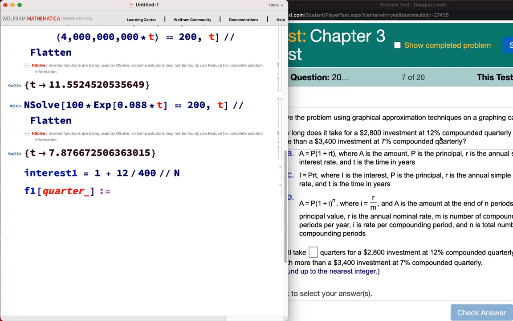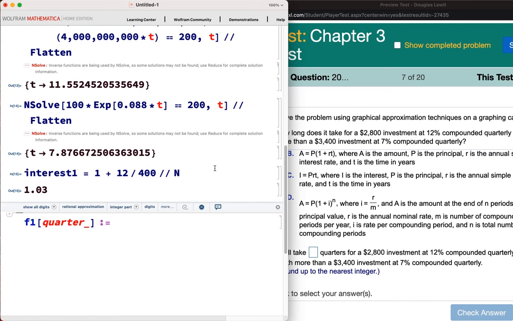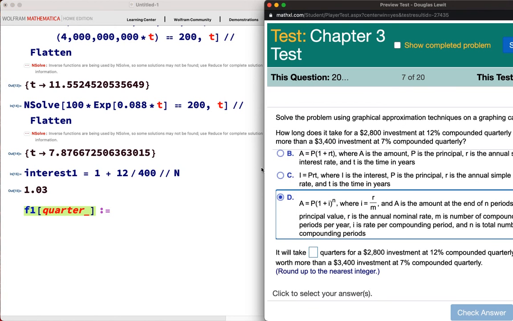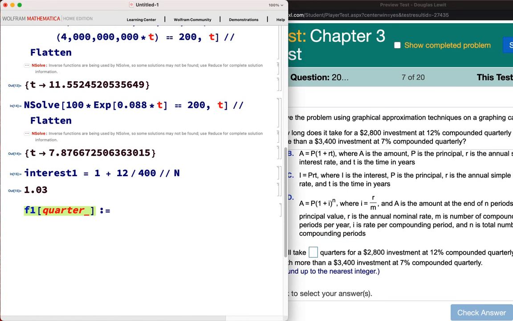Why is it 400? Well, 12% divide by 100, make it 0.12, and then you have to divide by 4 because the interest is compounded quarterly. 1.03. All right. So that's going to be $2,800 times interest 1 to the power of quarter.